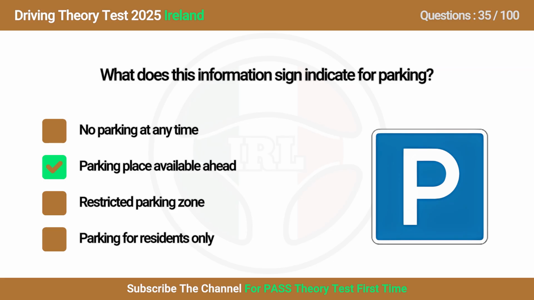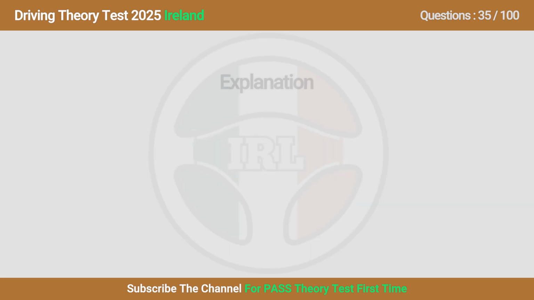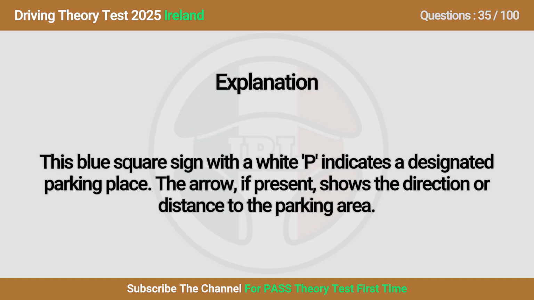Answer is B. Parking place available ahead. This blue square sign with a white P indicates a parking place. The arrow, if present, shows the direction or distance to the parking area.